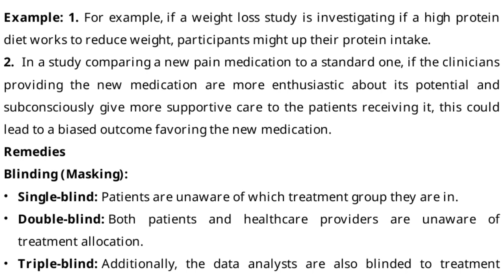So, to address these kinds of biases, we use blinding or masking techniques. In a single blind study, the patients don't know which treatment they're receiving, so their expectations don't influence the results. In a double-blind study, both the patients and the healthcare providers are unaware of who's getting which treatment. This helps prevent bias from either side clouding the results. And in a triple-blind setup, even the data analysts are blinded, further reducing any potential for bias during data interpretation. These blinding methods are essential tools to ensure our study findings are as objective and reliable as possible.